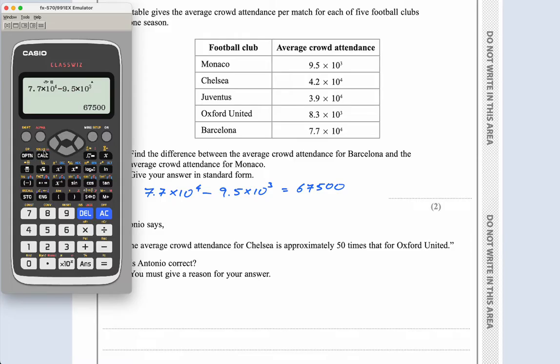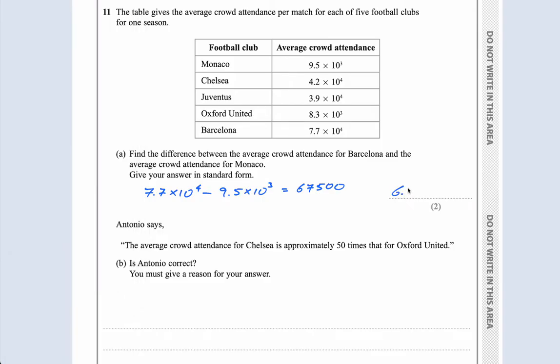I can't do it to standard form on the calculator, so I need to change this to standard form by myself, which I can do. It is 6.75 times 10 to the power of, and how many times do I multiply by 10? Well, 1, 2, 3, 4. So it has to be 10 to the power of 4.